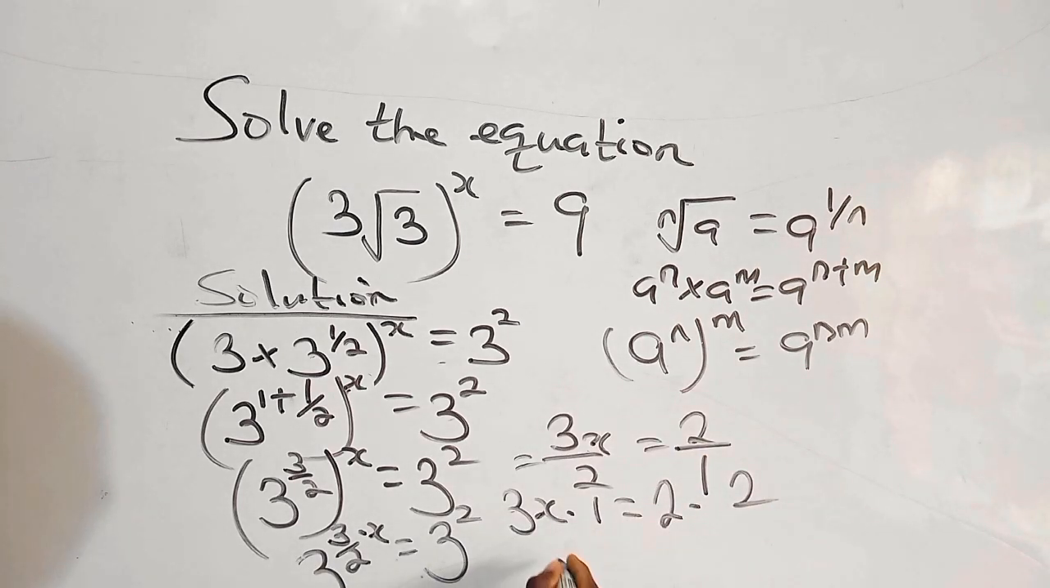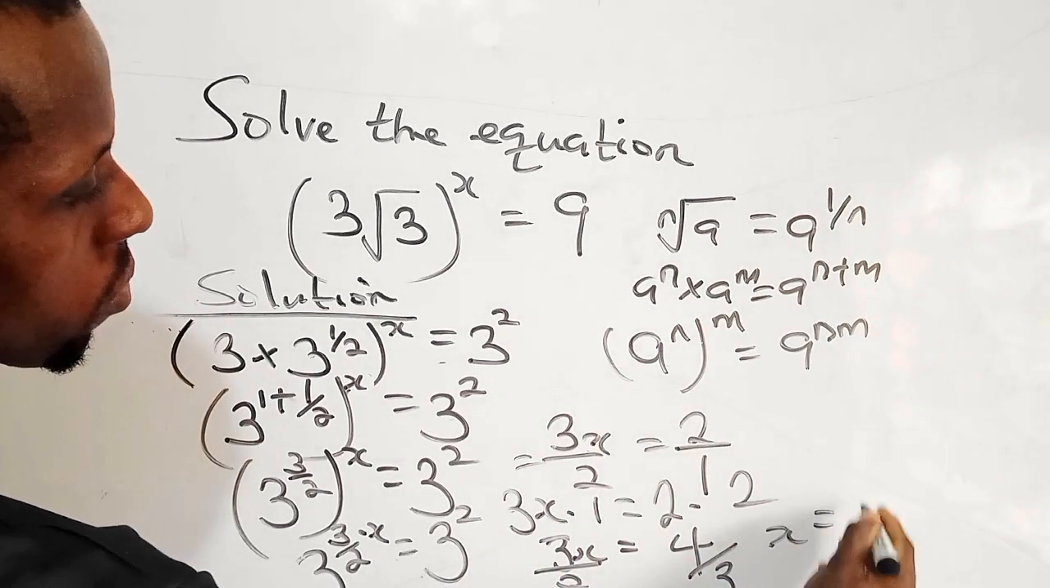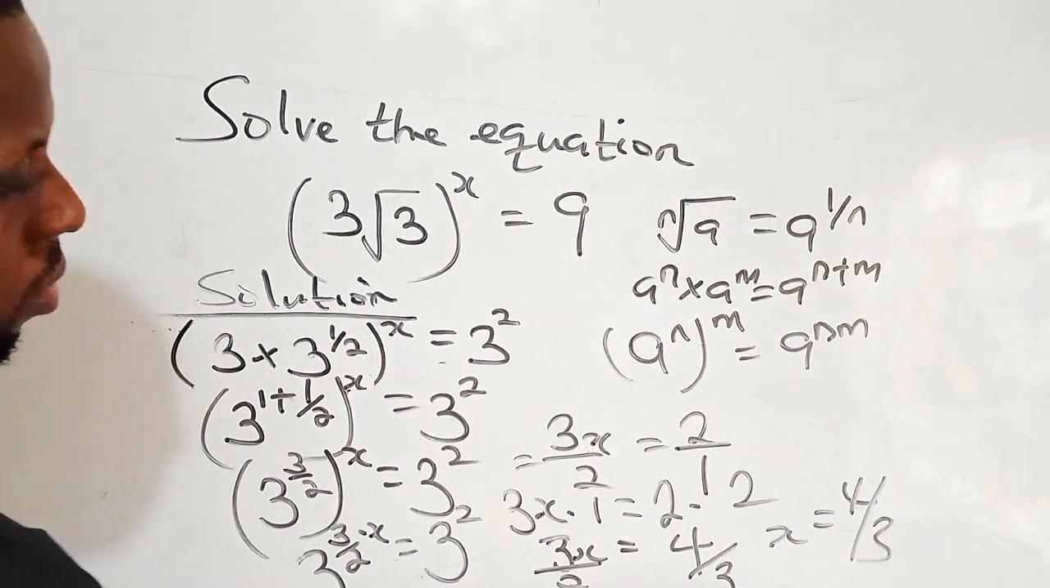So 3x times 1 is 3x, and 2 times 2 is 4. So I can easily get x by dividing both sides by 3. So x equals 4 over 3.